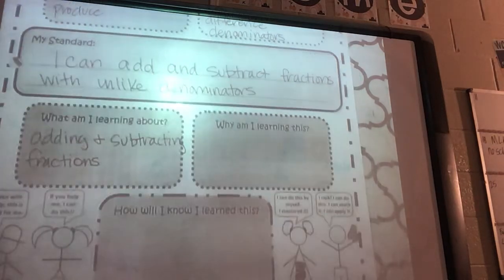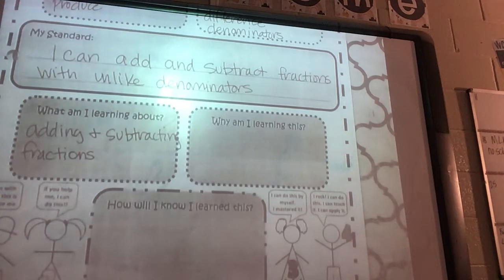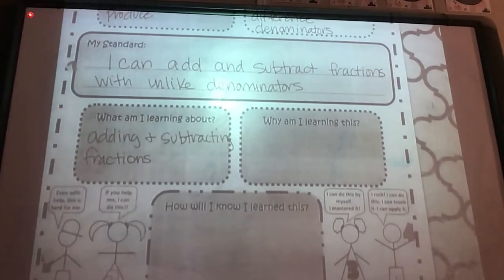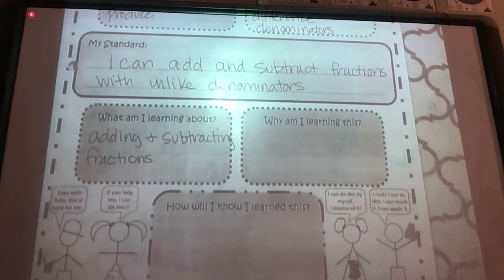Okay, let's think of some reasons why I'm learning this. Raise your hand if you can think of a reason why you would be learning this. To add money, if you go to the store, like decimal money. Okay, that's a good one. To get smarter works as well. Splitting things up, like a pizza. Yeah, splitting things up. I like that one. Okay, anybody else?